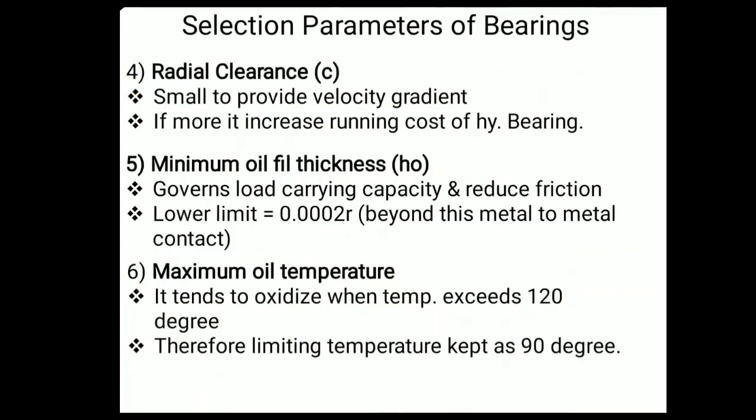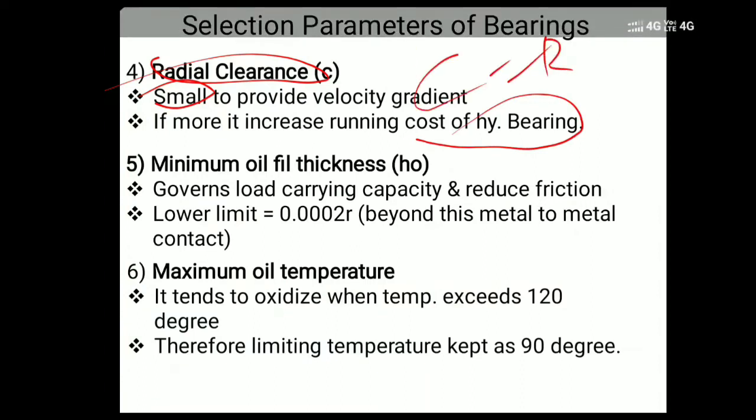Next parameter is radial clearance. This is very important. If the radial clearance is small, then the velocity gradient is small. If it is more, it increases the cost of the hydrodynamic bearing. So that is the purpose of radial clearance, and we know C is equal to R minus r, the radius of the bearing and the radius of the shaft.